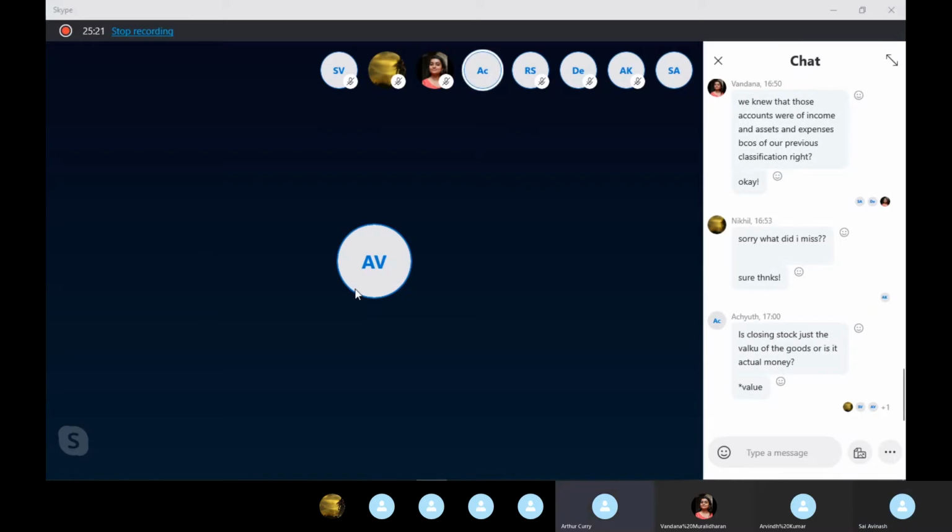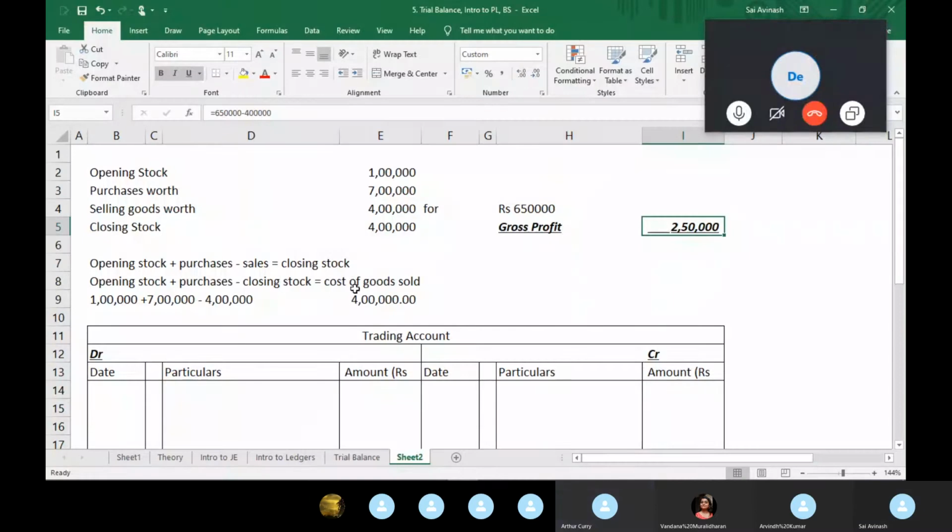Hey, can you hear me? Yeah, go on. Yeah, so you were talking about opening stock and closing stock, right? Yeah. Is that actual money that's either in the form of cash or in a bank account, or is it the value of these goods? No, it represents what you're buying and selling. In this case, let's presume that you're buying and selling tires. I had 1 lakh worth of tires. I bought 7 lakh worth of tires. I sold 4 lakh worth of tires for 6 lakh 50, and I have 4 lakh worth of tires left.